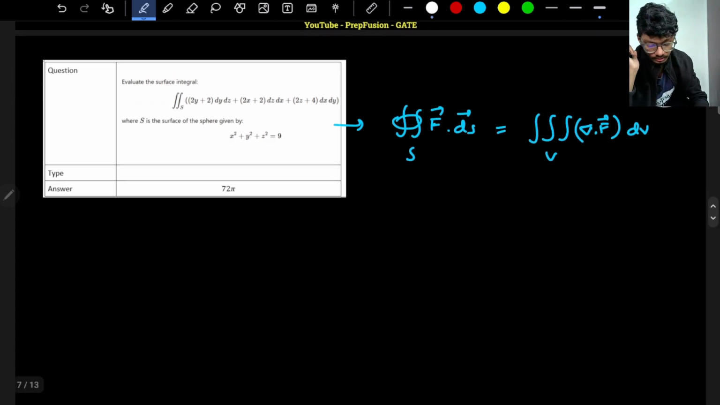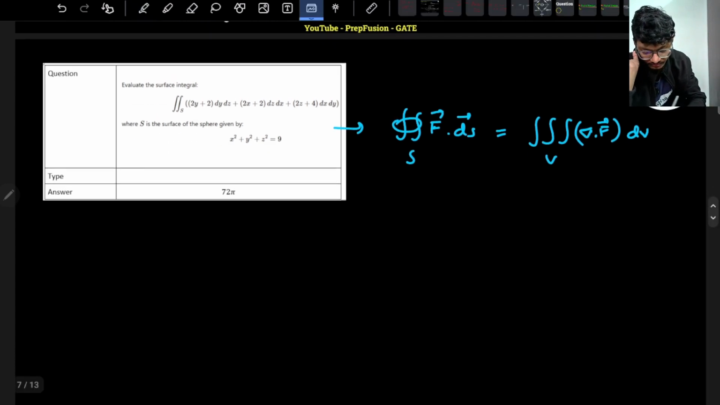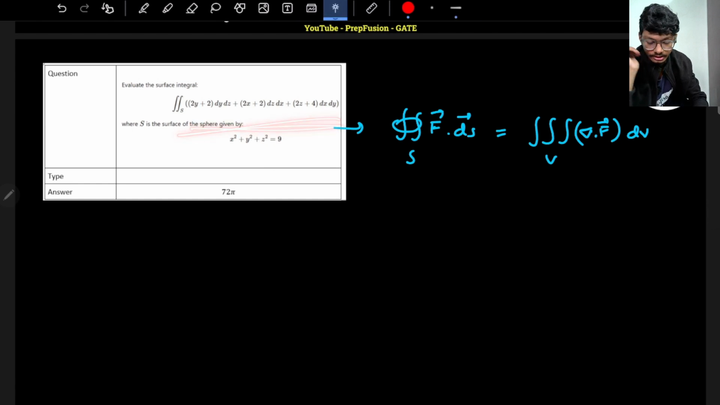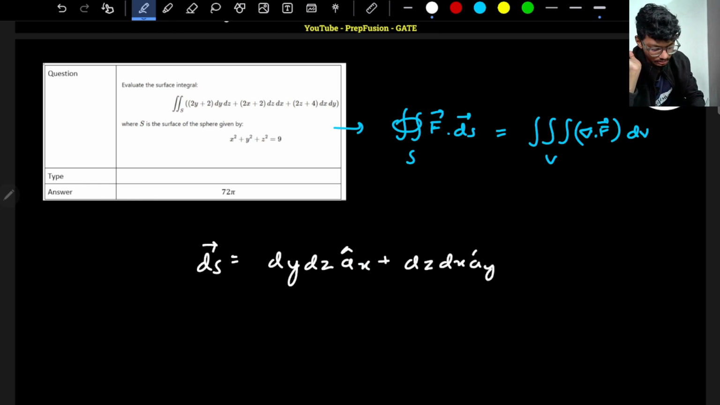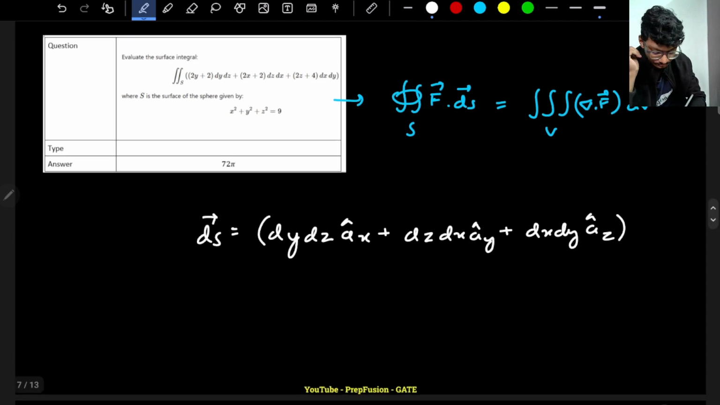So I have to identify the F. This is not F, right? So what is F? Basically, what is my dS? The dS vector is dy dz ax cap plus dz dx ay cap plus dx dy az cap. I have taught in my full course how to write this dS vector and all those things. So my dS is this.